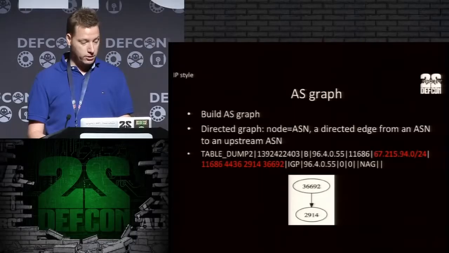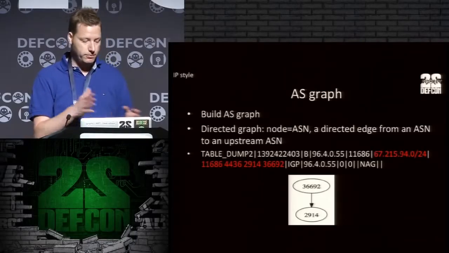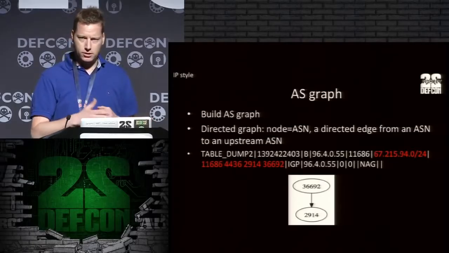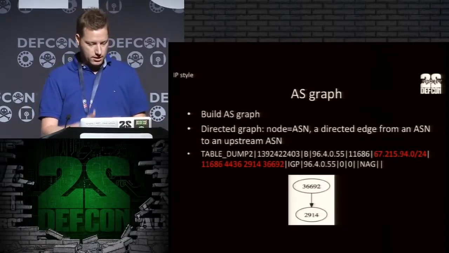In this case, the one on the right-hand side, 36692, is OpenDNS. It's connected to 2914, and from that I know, oh, well, that's NTT, so OpenDNS buys from NTT, and so on and so forth.